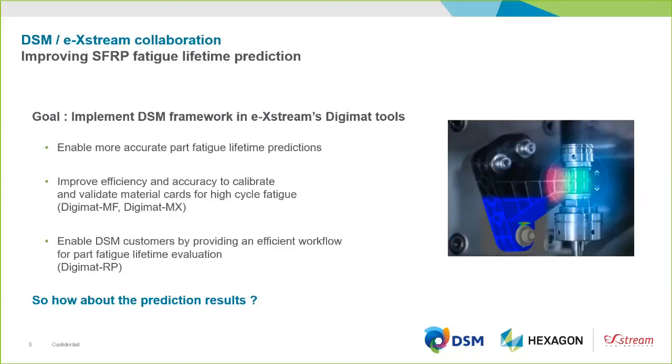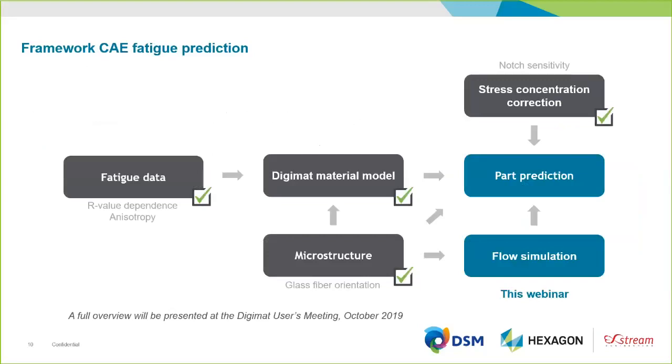So how about the prediction results? That's what I will concentrate on. So in this slide, you basically see all the elements of the framework, and today I will concentrate on the two blue boxes in the right bottom corner. So I will talk about flow simulation and part prediction, and basically go into our validation case. So all the other elements in the definition of the material card and all the inputs that we require to define that as a function of anisotropy and R value, it's something I will not cover today.